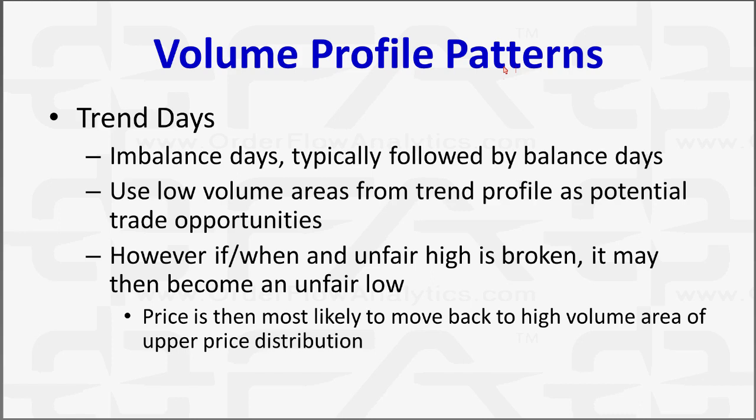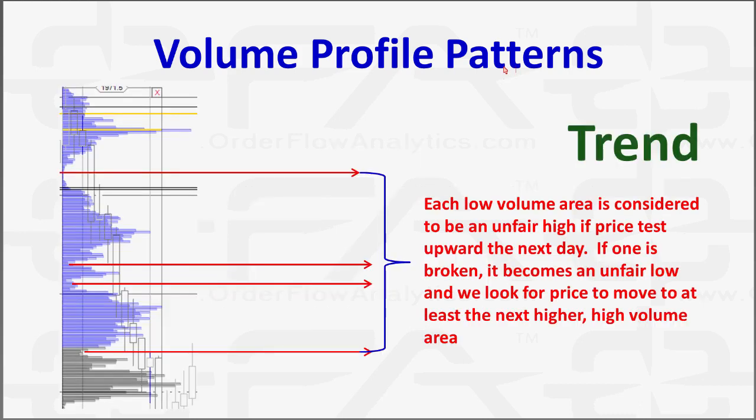However, if and when unfair price is broken, again, it may become an unfair low. That's the whole scenario where resistance is now support, support is now resistance. And again, once price comes through an unfair high or low, it's most likely to move towards the high volume area, because what? That's fair price. So in the trend, each low volume area is considered to be an unfair high if price tests up next to it the next day.